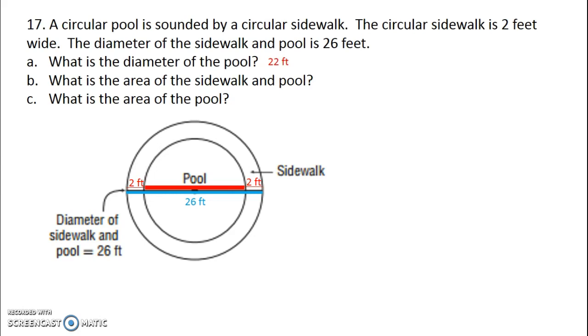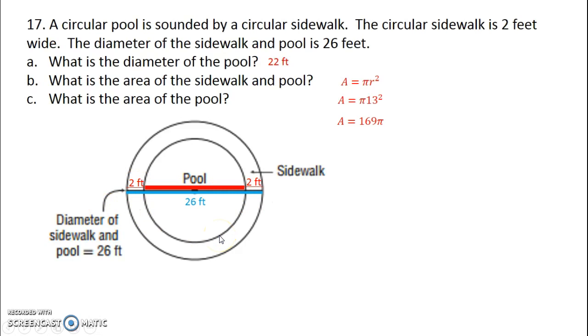Now we're getting into some area questions. What is the area of the sidewalk and the pool? What is the two-dimensional flat space that is taken up by the sidewalk and the pool together? So it's a circle. We're going to use pi r squared. But I'm talking about the sidewalk and the pool. This is the line I have drawn in blue. It's the whole thing.